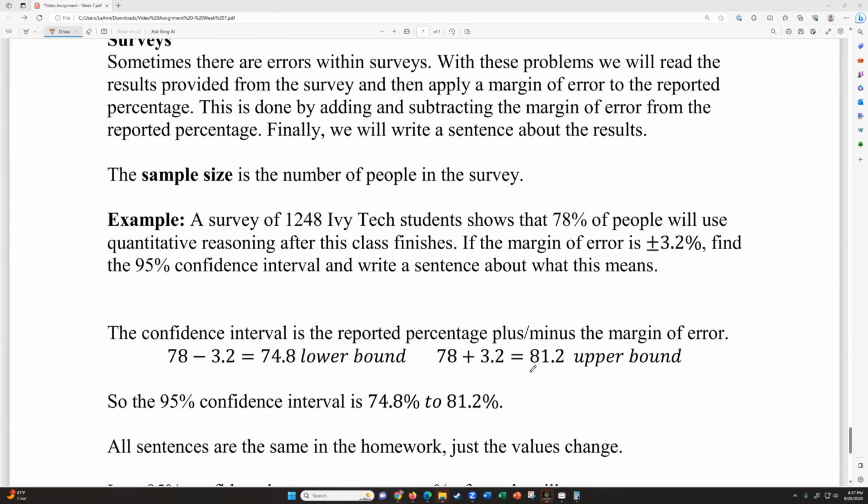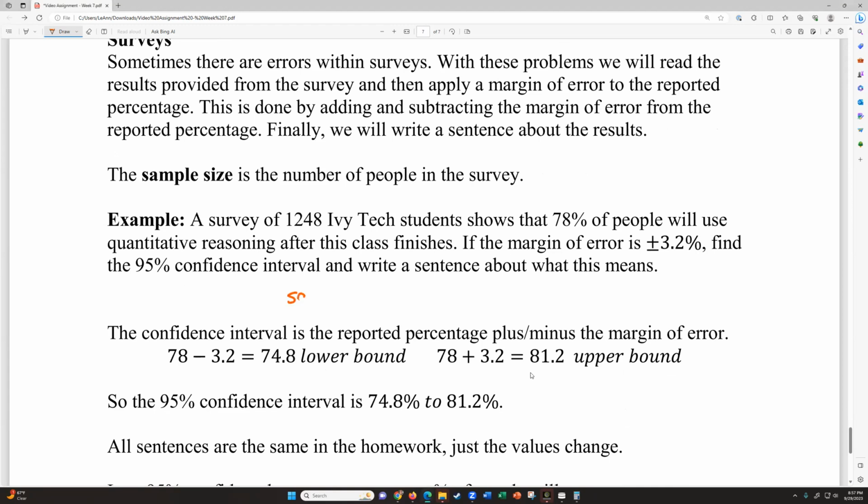So let's look at this. It says a survey of 1,248 Ivy Tech students showed that 78% of people, so that's a reported percentage from the survey, will use their quantitative reasoning after the class finishes. And I know that's true at least for the mortgage stuff that we covered. Everybody should be able to use that. If the margin of error is plus or minus 3.2%, find that confidence interval. So remember, like I said, this is not the reported percentage. It's just the type of confidence interval we are finding. And then we'll write a sentence about it.